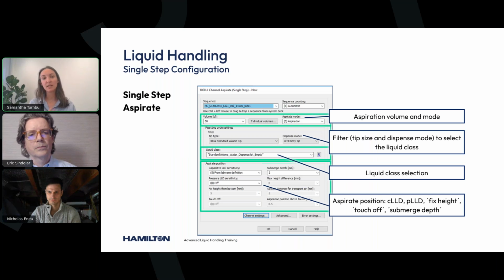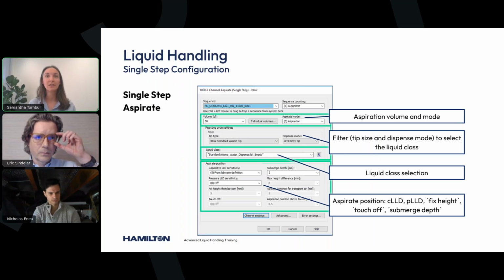Once you liquid level detect, you can specify a submerge depth into the liquid before the aspirate will actually start. You also have an option for a fixed height aspirate. So if you have very small volumes or very consistent source volumes, you can use a fixed height. This is a distance off the bottom of your source container in order to start aspirating.